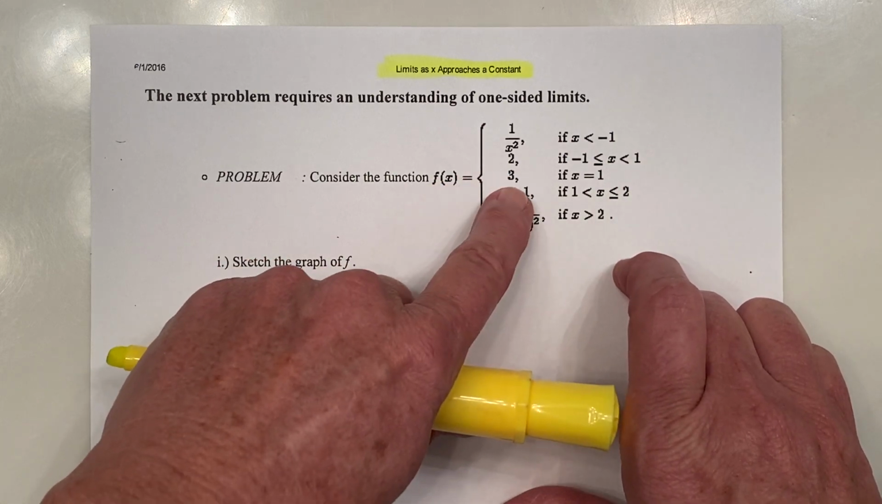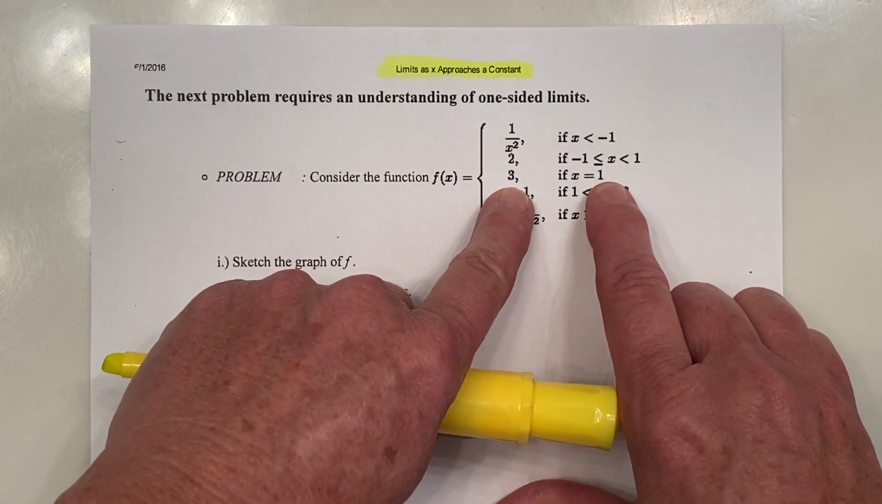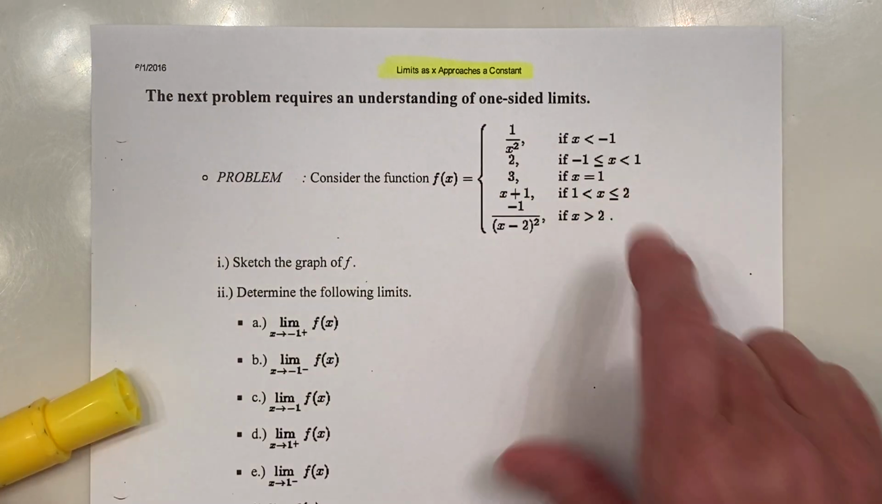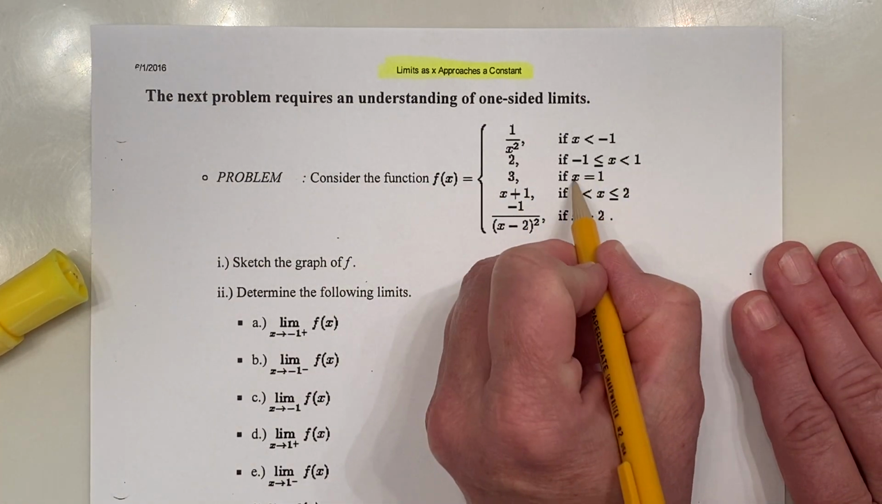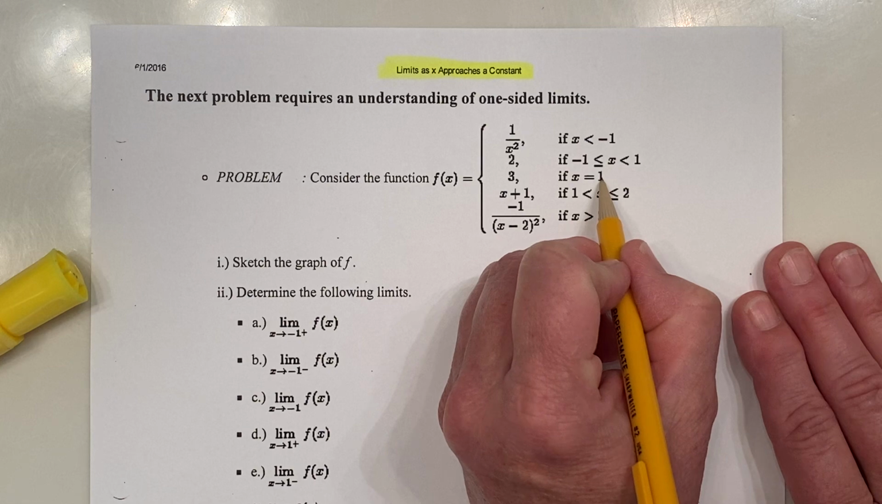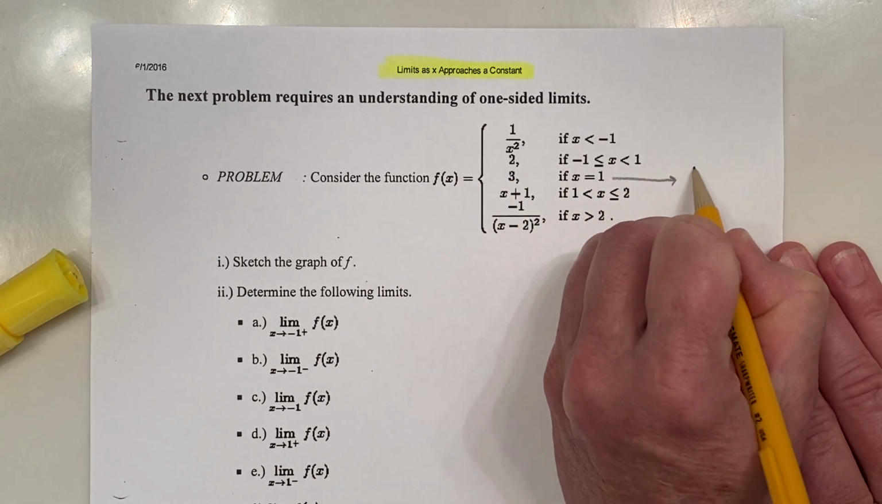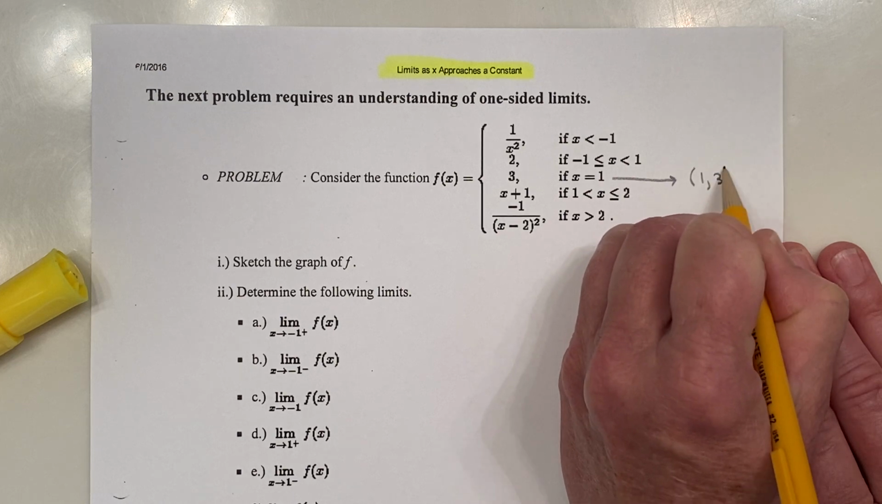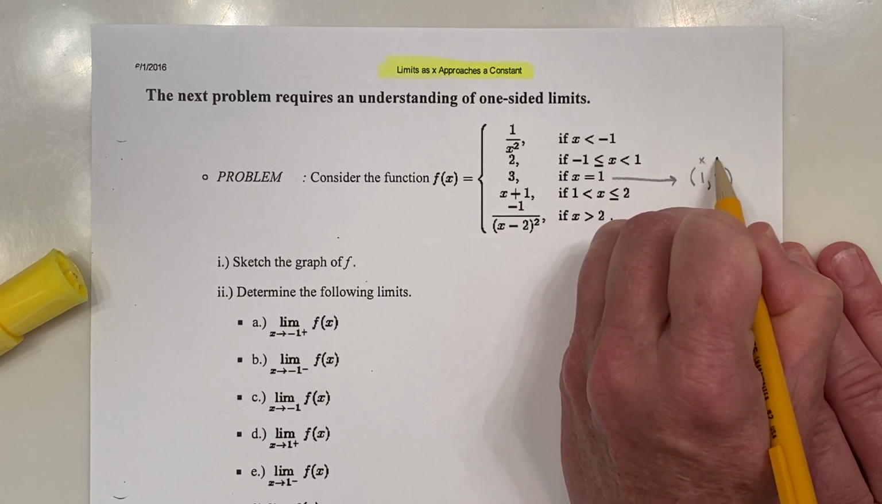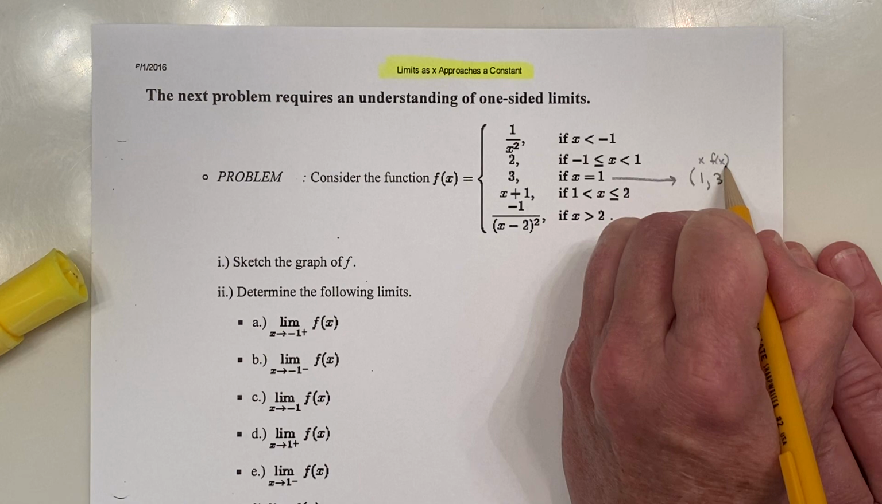Then we have y equals 3 if x equals 1. That right there should cause you pause. Since x is actually equal to one value and y is equal to one value, that suggests that we have the ordered pair 1, 3. X is 1, y is 3, or f of x if you want.